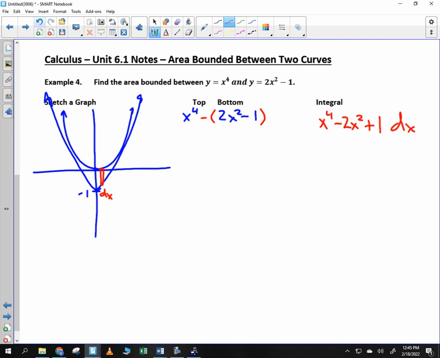I want an infinite number. How do I get an infinite number? Slap on the integral, okay? There we go. What am I missing? Bounds. Now, in order to get the bounds, I want to know the intersection. Agreed? So I want to find the intersection between these two graphs. I'm going to set them equal to each other. I have 2x squared minus 1 equal to x to the fourth. How would we go about solving an equation like that? We'll get everything equal to 0: 0 equals x to the fourth minus 2x squared plus 1.